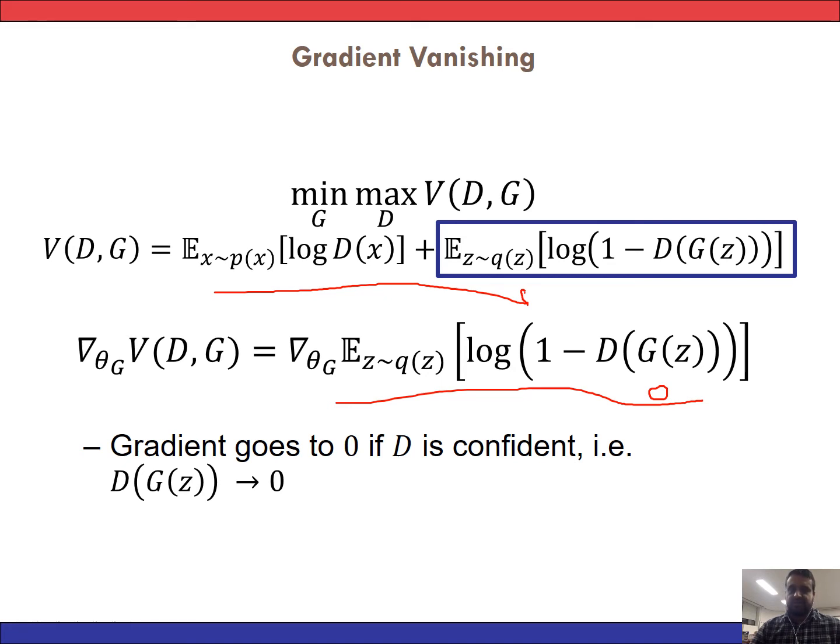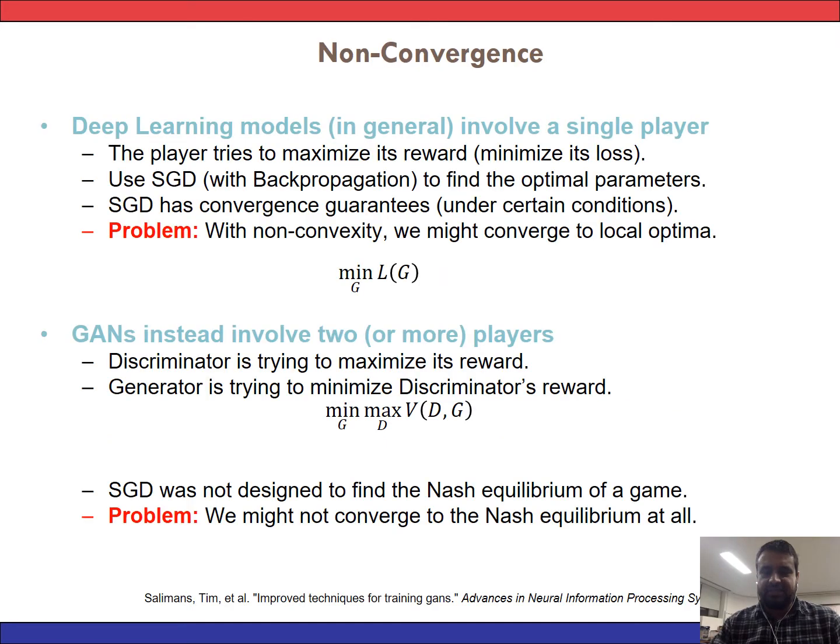So this stops the learning of the generator. This is one main issue in the generator, the gradient vanishing problem, when the discriminator is quite confident of the input. The second problem of generative adversarial networks is related to convergence. Using gradient descent for learning the generative adversarial network has its own limitations.